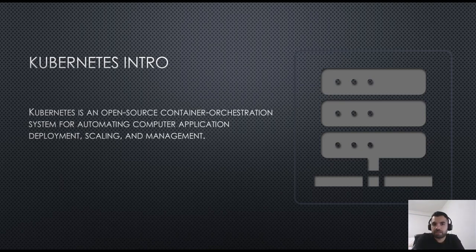So what is Kubernetes? Kubernetes is an open source container orchestration system for automating computer application deployment, scaling, and management. This is the definition of Kubernetes, but many of you might still not be able to wrap your head around what Kubernetes is. Why would someone use Kubernetes over so many other systems we have?